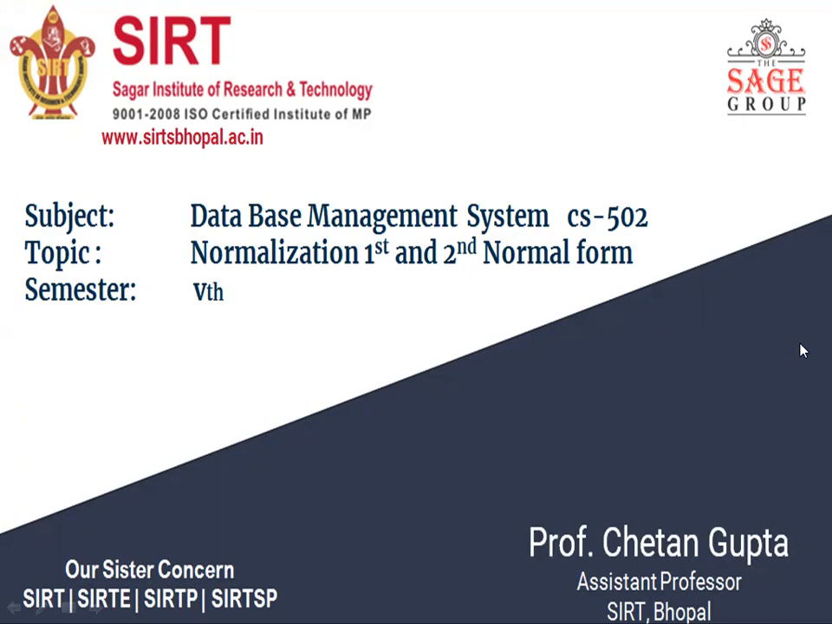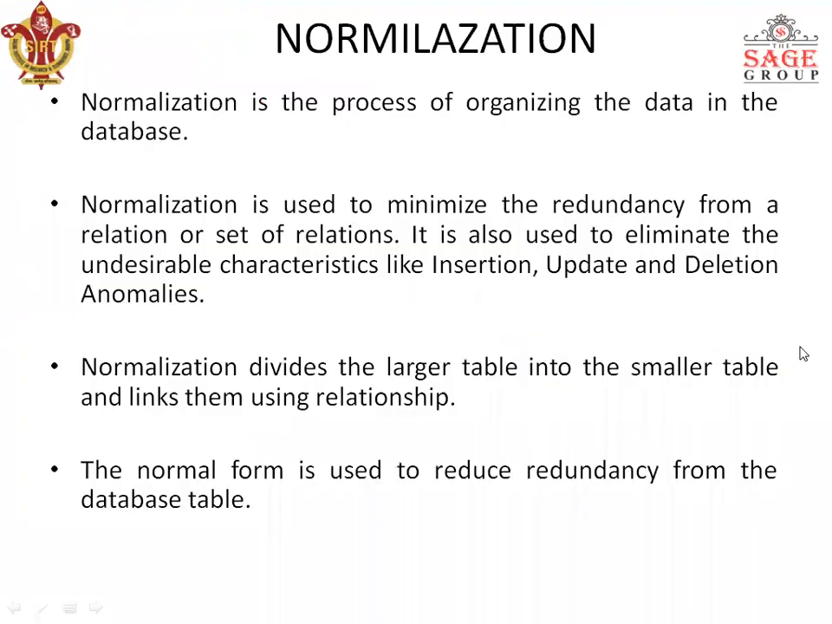So start with the definition of normalization. Basically, normalization is a process of organizing the data in the database. Normalization is used to minimize the redundancy from a relation or set of relations. It is also used to eliminate the undesirable characteristics like insertion, deletion, and updation anomalies. Basically, normalization divides a large table into smaller tables and links them using relationships.